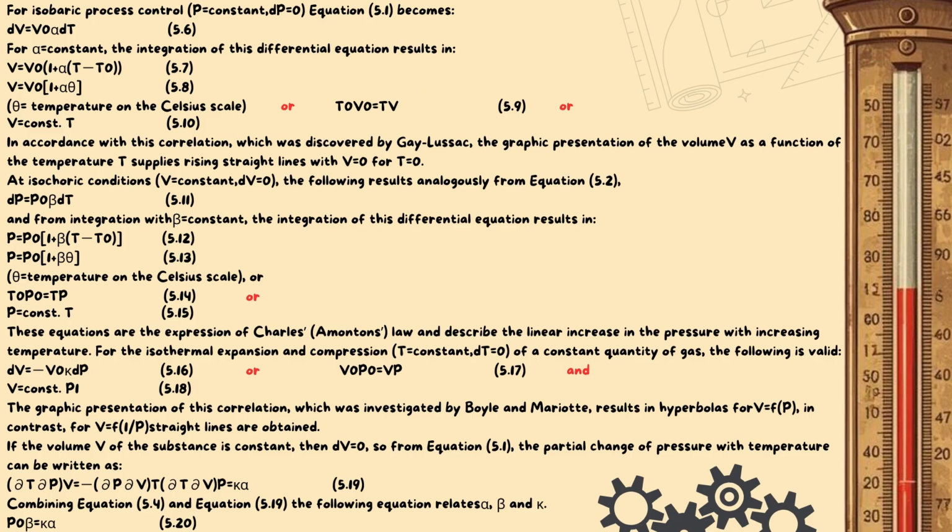For the isothermal expansion and compression, dT equal to 0, of a constant quantity of gas, the following is valid as equations 5.16 or 5.17 or 5.18. The graphic presentations of these correlations, which were investigated by Boyle and Mariotte, result in hyperbolas for V equal to f(P), in contrast to V equal to f(1/P), straight lines. If the volume of the substance is constant, then dV equal to 0. So from equation 5.1, the partial change of pressure with temperature can be written as equation 5.19. Combining equation 5.4 and equation 5.19, the following equation relating alpha, beta, and kappa is shown as equation 5.13.